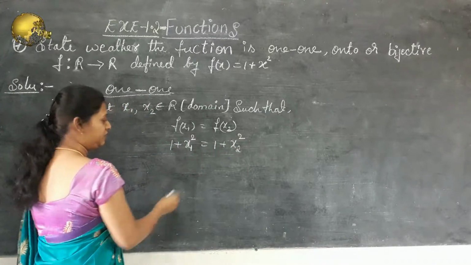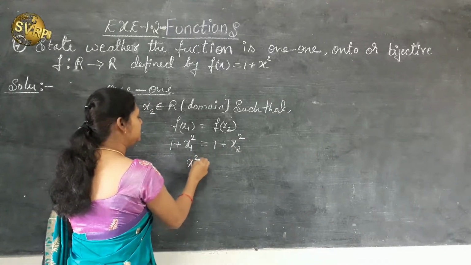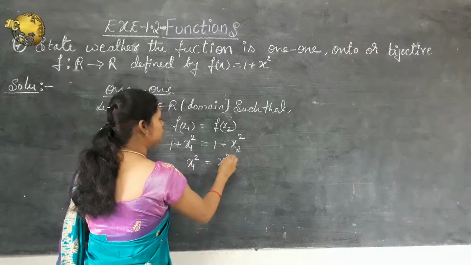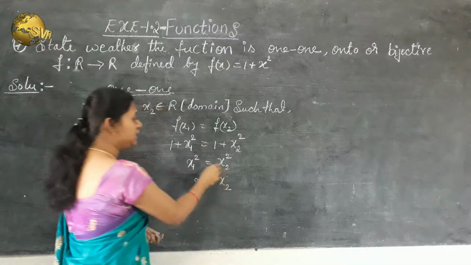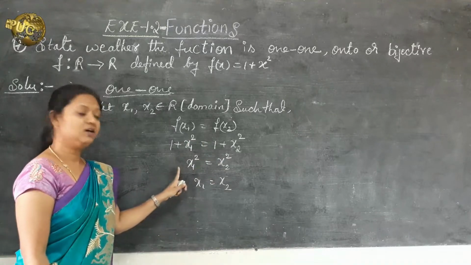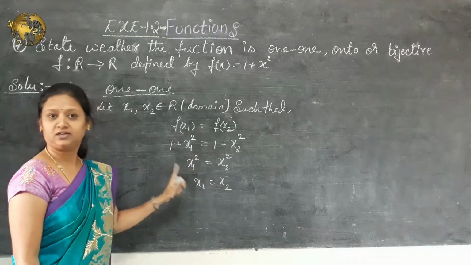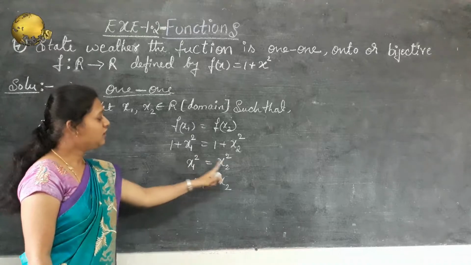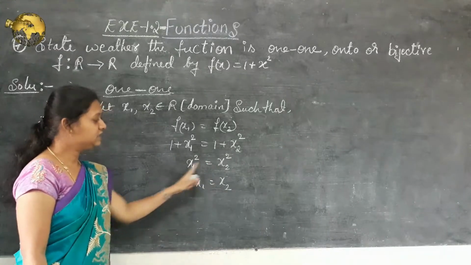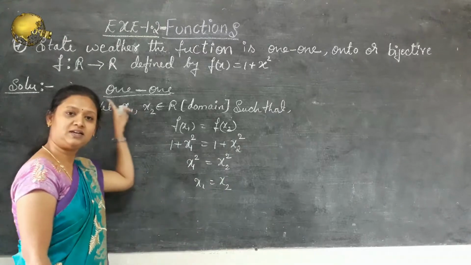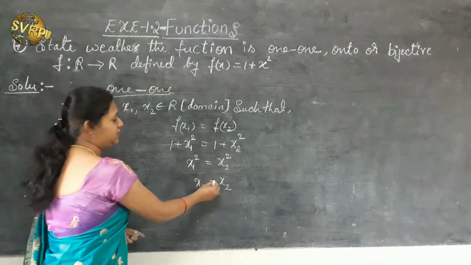So 1 we can leave on both sides. So it will be x1 square is equal to x2 square. Does x1 is equal to x2 in real numbers? We have already learned about this square term, correct? A squared term is always positive, so when the terms are squared, they both will be equal. Are the terms equal here in real numbers? No, they are not equal.